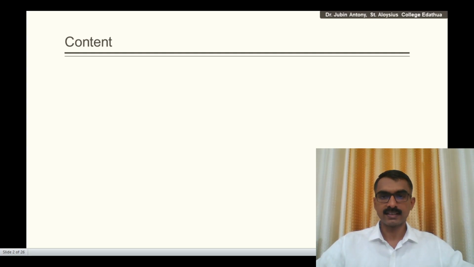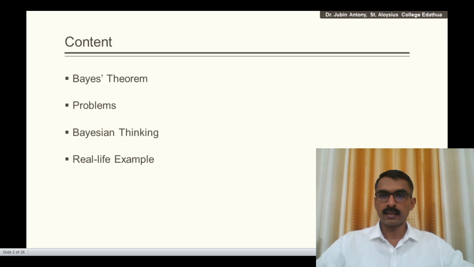Here in this class, we will learn the following. First, we will learn the derivation of Bayes theorem. Then we will do some practice problems to understand the concept better. Then I will discuss Bayesian thinking, followed by an interesting real-life example. And finally, I will list out the various places where Bayes theorem is used in real life.